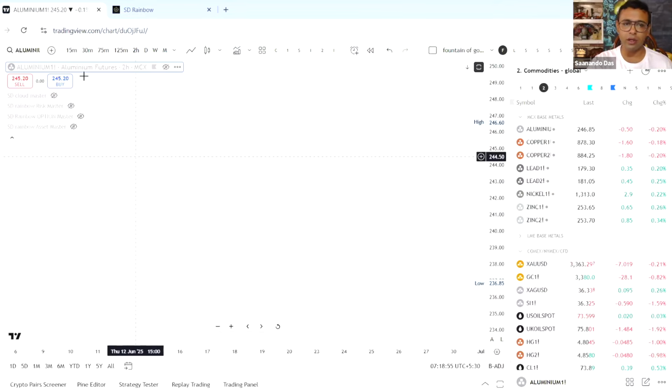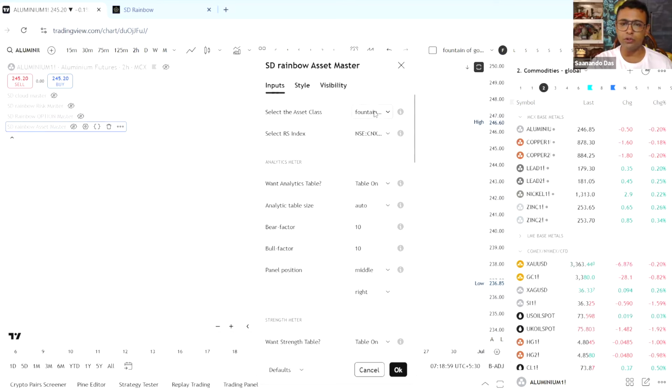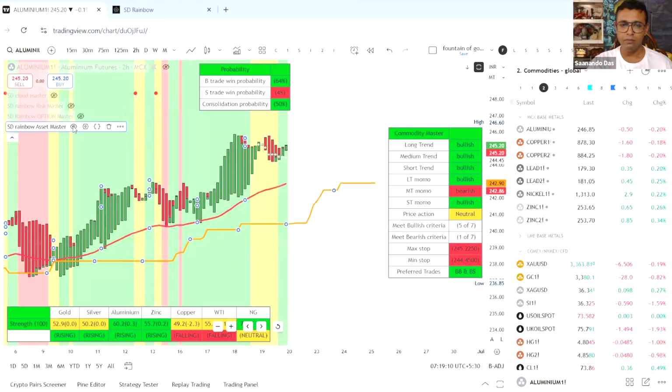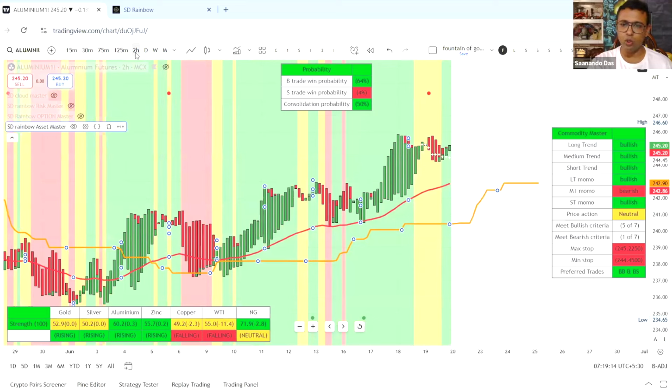Let's start with aluminium. And in aluminium, I'm going to use the commodity setup. मेरा जो commodity setup है within Asset Master, I'm going to use that one. So Asset Master के अंदर I prefer the 2-hour chart or the daily chart.